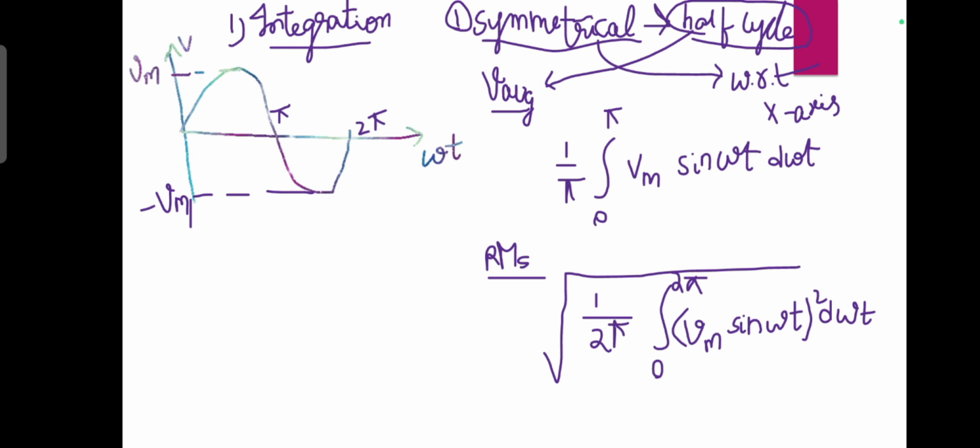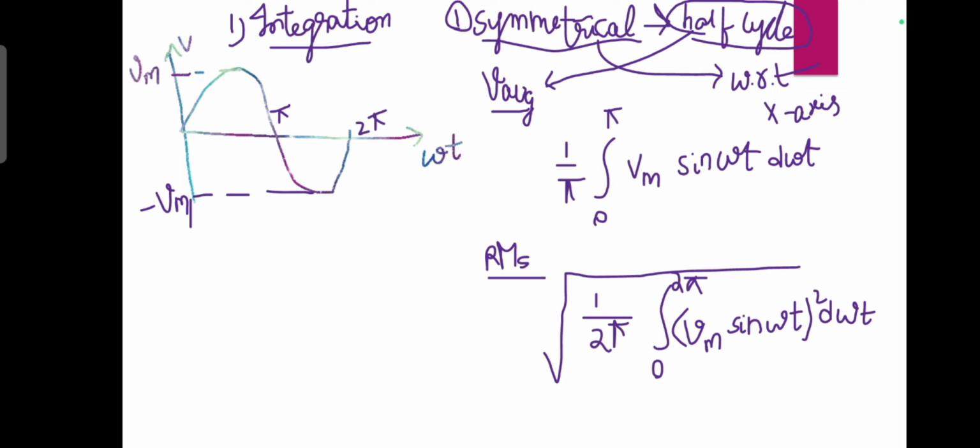Now let us see the calculation of average and RMS value for different waveforms. First I am taking a sinusoidal waveform which is starting from the origin. The positive peak is Vm and the negative peak is minus Vm. Now we have different methods to calculate the average and RMS values.